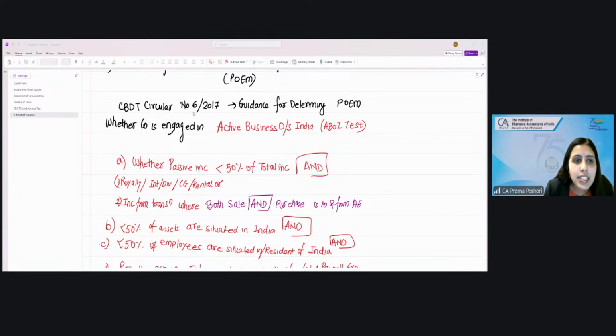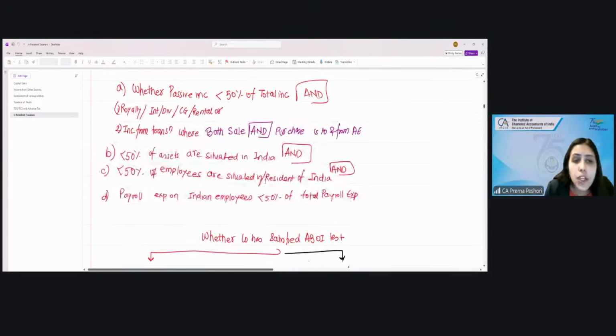Okay. Second is less than 50% of the assets are situated in India. So you need to take the value of the assets in that country. If these are depreciable assets, you will take the value as per the return. If it is non-depreciable asset, then you will take the value as per the books. So the value of the assets in India should be less than 50% of the total assets.